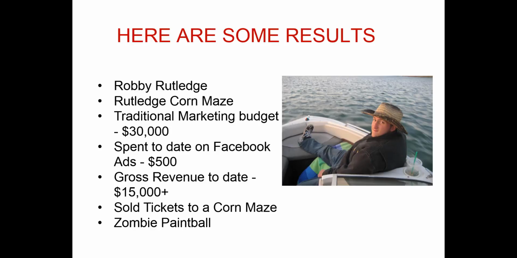A good friend of ours, Robbie Rutledge, also does a corn maze, and we've done quite a few different verticals. I'm just giving you a couple examples we've had some great results with. They have a traditional marketing budget of well over $30,000 for the year. They spent $500 in Facebook ads over a 2-week period, and I'll show you the statistics, and had a gross revenue increase of $15,000 in that time frame. We helped them sell tickets to corn mazes online, and we also helped sell tickets to a zombie paintball program, which is pretty cool.